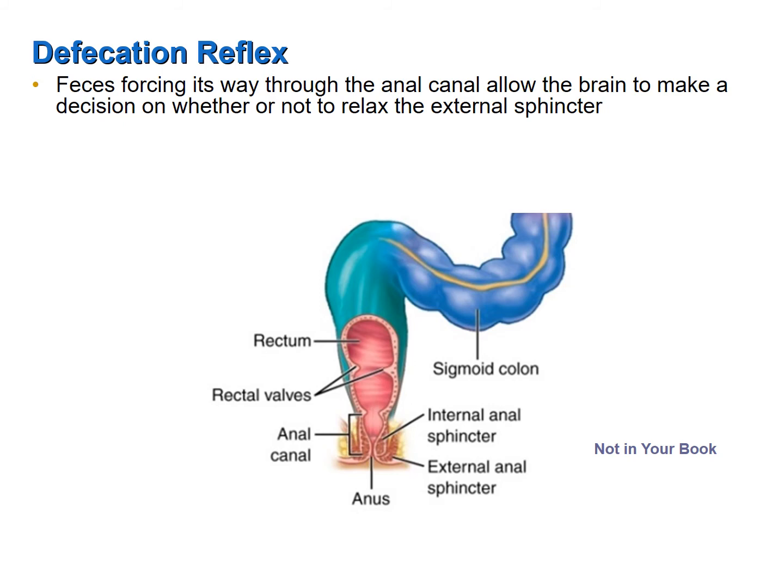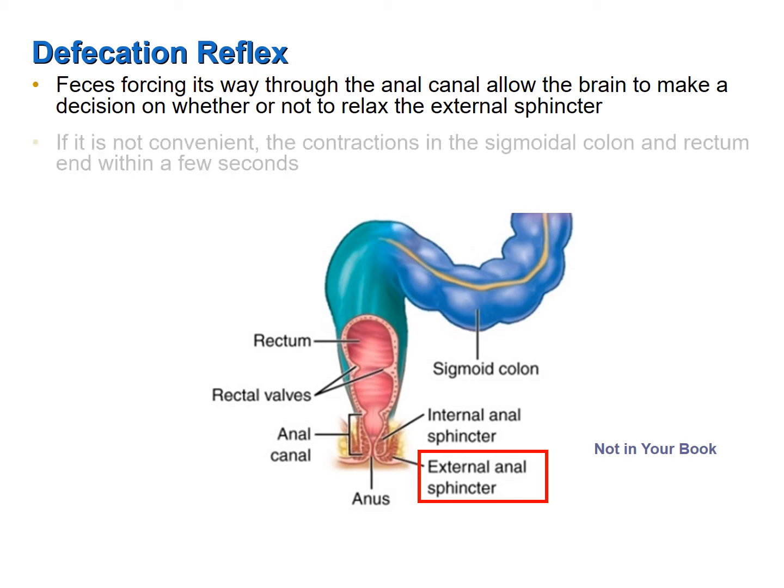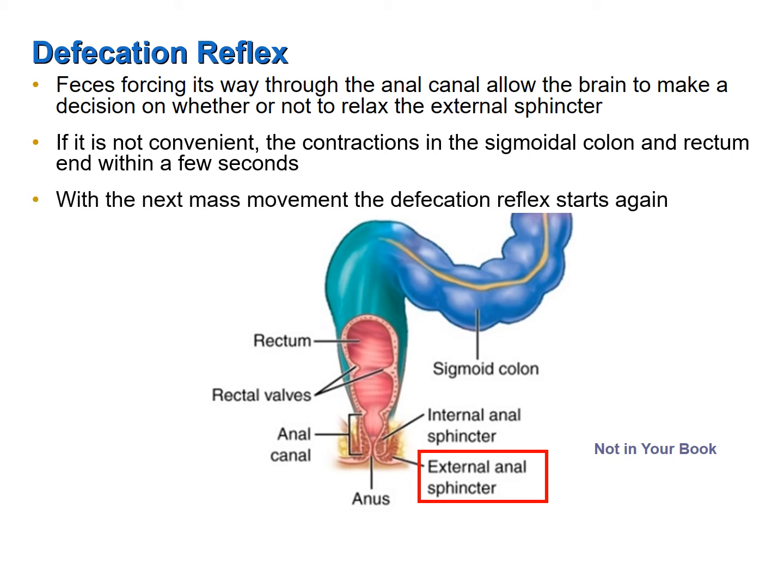It is at this point that one has the urge to defecate, and now the brain can make the decision whether or not it is an appropriate time. If it is an appropriate time, then one voluntarily relaxes the external anal sphincter and defecation occurs. If it is not an appropriate time, one simply fails to relax the external anal sphincter. Eventually, within a few seconds or so, the contractions of the sigmoid colon and rectum end, and the defecation reflex ceases. However, upon the next mass movements, the defecation reflex starts again.